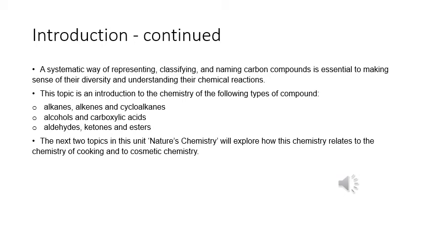So the topic is an introduction to the chemistry of the following types of compounds: alkanes, alkenes and cycloalkanes, which is National 5 revision. Alcohols and carboxylic acids, again National 5 revision with a little bit extra, and then we're also going to look at aldehydes, ketones and esters, which is new to you at higher level. Once we get these basics, then in the next 2 topics in the Nature's Chemistry unit, we're going to explore how the chemistry of these different families of compounds relates to the chemistry of cooking and to cosmetic chemistry.